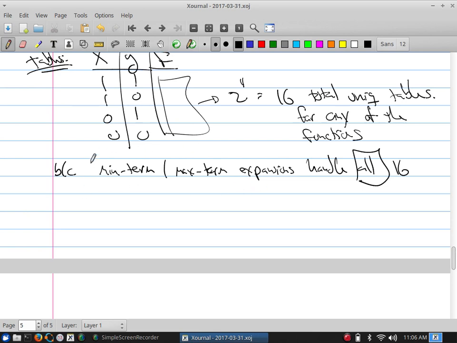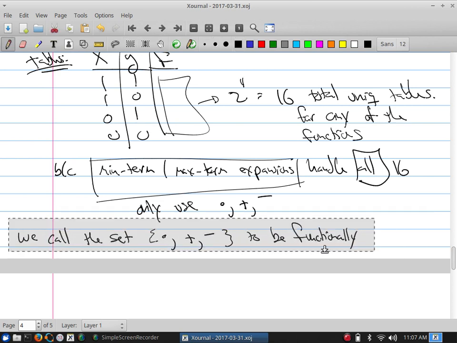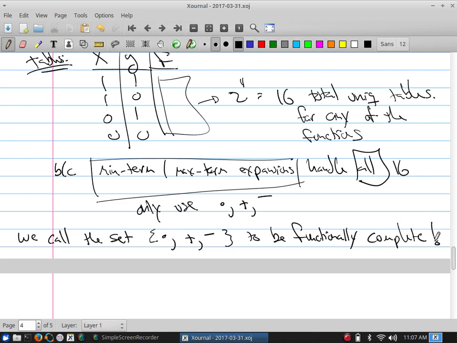Well, when we look at this, these particular expansions only use what? Dot, plus, and not. So if only dot, plus, and not can create all the functions that would ever exist, we would say that those operators are obviously enough, right? We call the set dot, plus, not to be functionally complete. Because that's all I need. What are all functions? Functions are just a table, right? This input causes this output. That table can have an expression, but those expressions can be written by only using dot, plus, and not.